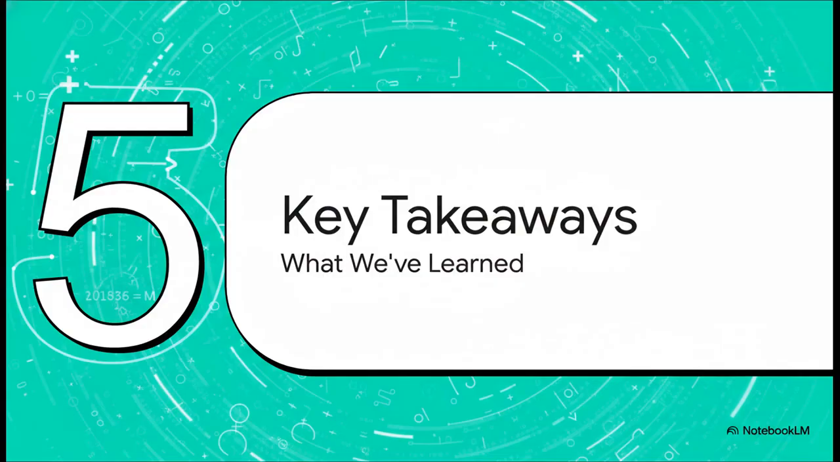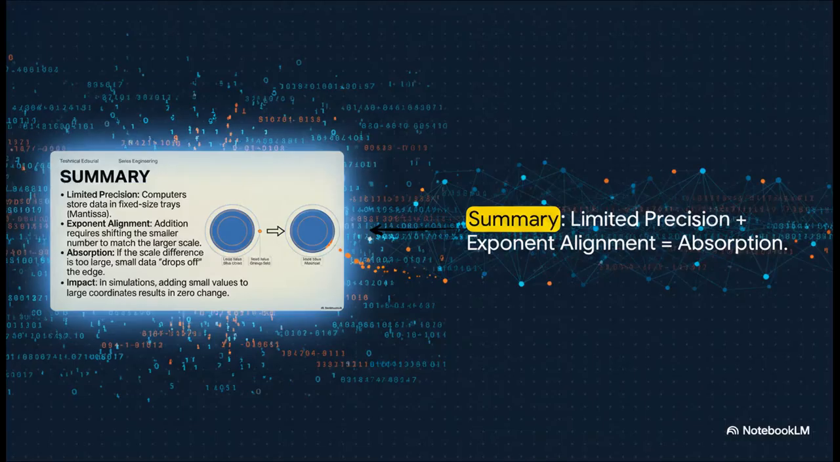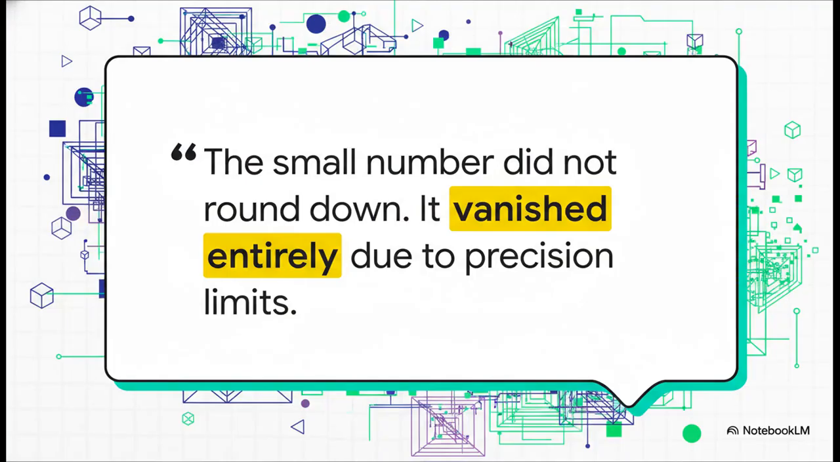Okay, let's do a quick recap. What are the key things we've learned about this vanishing act? It really all boils down to this. 1. Computers have limited precision, that fixed-size tray called the Mantissa. 2. To add numbers, the hardware has to align their exponents, and that forces the smaller number to shift its digits. 3. If that shift is too big, the data literally falls off the edge. That's absorption. And 4. The consequence is that small but really important changes, like an object's velocity, can get completely and utterly ignored. And that really is the main idea you should walk away with.